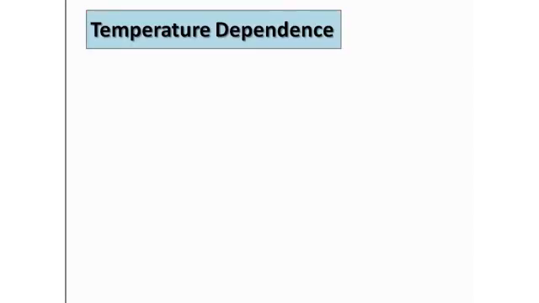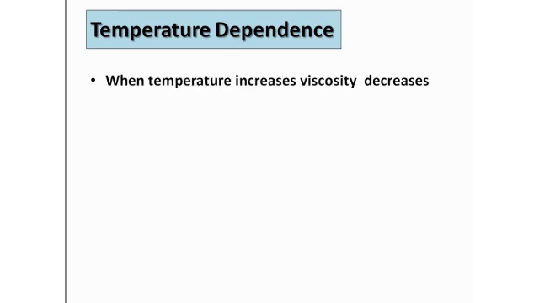The next concept is the temperature dependence. We all know that with the change in temperature, the viscosity changes, right? If we increase the temperature, the viscosity will come down. So basically, when the temperature increases, viscosity decreases in a fluid. The relationship between temperature and viscosity is very simple: eta is equal to A e to the power EV by RT.